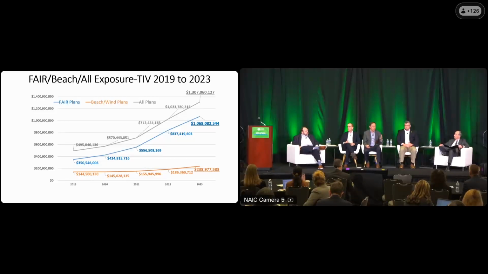And of the plans that are out there, 17 of them write a homeowner's product. Of the 17 that write a homeowner's product, 8 of them write an HO3. Most of the policies written are under a DP policy, under the personal lines. When you look at aggregate policy counts, 98% plus of the policies written by the Fair and Beach plans are personal lines. Less than 2% are commercial.